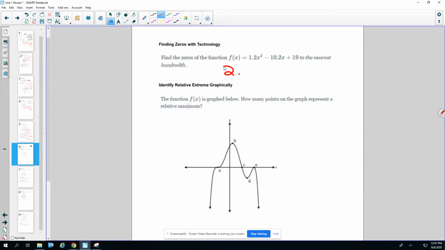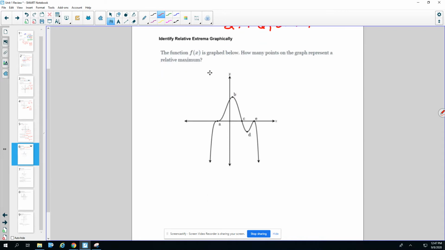So I'm going to write those two down. 2.76 and 5.74. Our next one is about relative extrema. This particular question says the function f of x is graphed below. How many points on the graph represent a relative maximum?